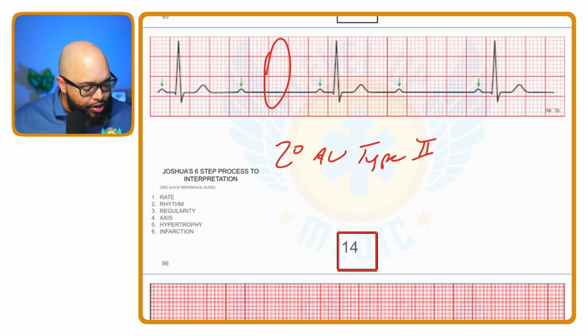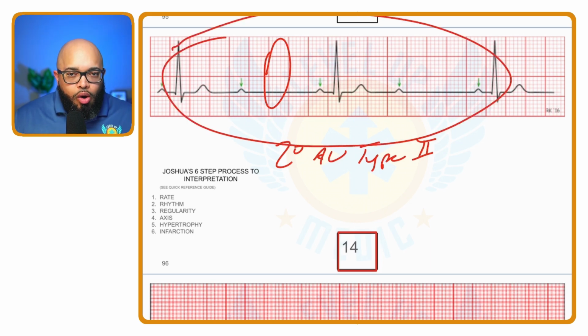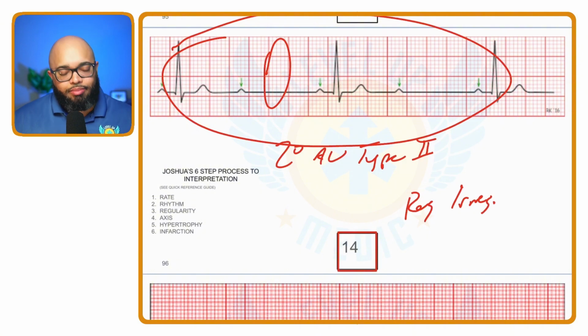Okay, so this is number 14. It's second degree AV block type 2. Now, this rhythm is irregular overall, but there's at least a pattern to it. So this is an example of one of those regularly irregular rhythms.